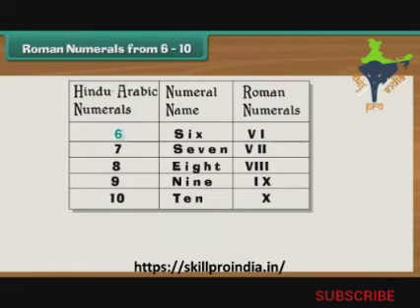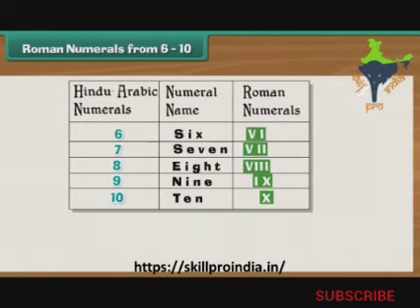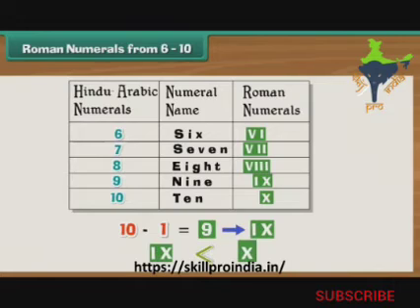We know that 6 can be expressed as 5 plus 1. Therefore, 6 is written as VI, meaning 5 plus 1. Similarly, 7 is written as VII, meaning 5 plus 2. 8 is VIII. 9 is IX. And 10 is X. Since 9 is 10 minus 1, it is written as IX, meaning 1 less than 10.